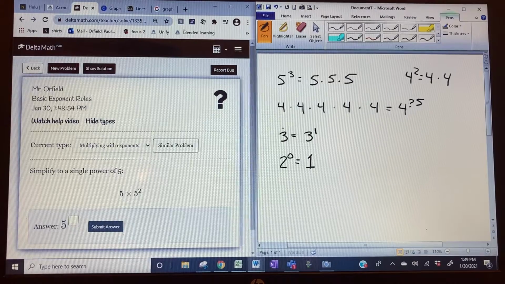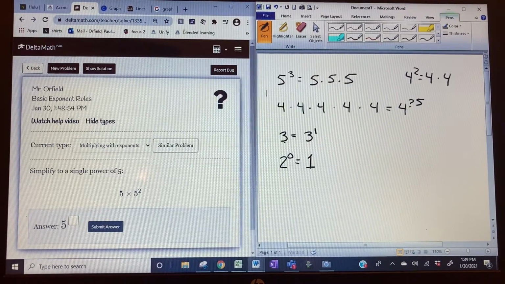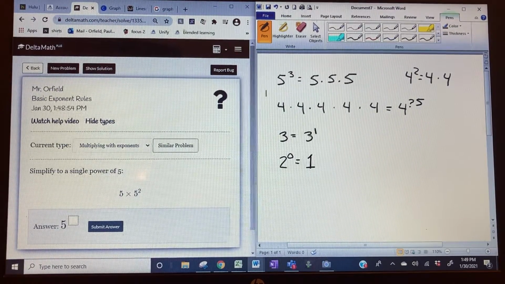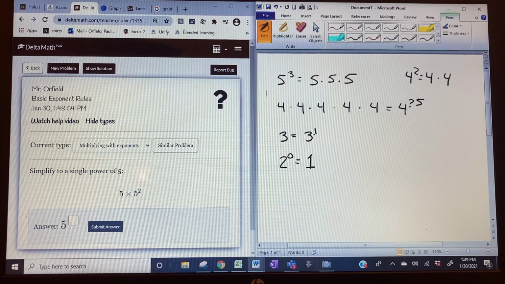Okay, now every number actually has an exponent, whether it's written or not. If you don't see an exponent, that means there's an invisible exponent of 1. All right, so 3 is actually equal to 3 to the first. And that's going to come into play when we work on this problem here. Now, don't confuse this. A lot of people mess this up. 3 is equal to 3 to the first, which, again, may seem stupid, but it equals 3.